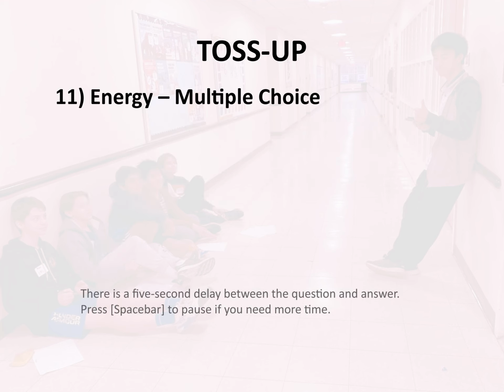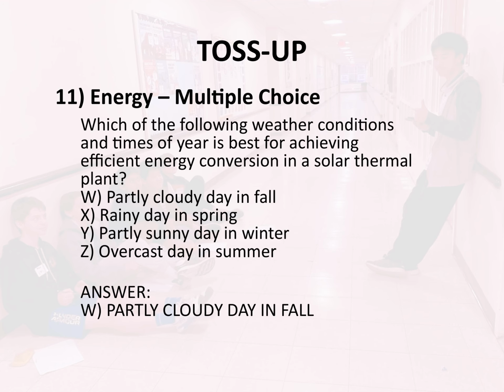Toss-up 11. Energy, multiple choice. Which of the following weather conditions and times of year is best for achieving efficient energy conversion in a solar thermal plant? W. Partly cloudy day in fall. X. Rainy day in spring. Y. Partly sunny day in winter. Z. Overcast day in summer. Answer: W. Partly cloudy day in fall.